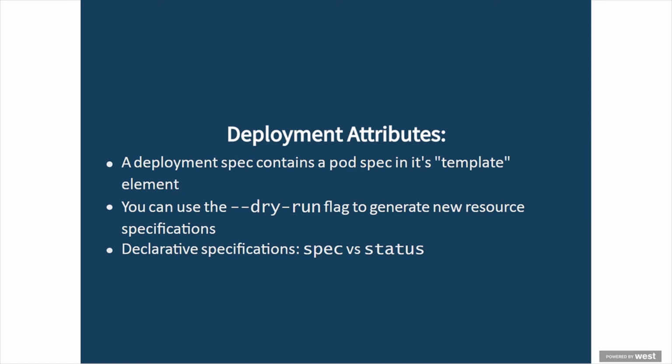Some other things to note from this section: you can use the dry run flag to generate new resource specifications without performing API operations directly. And Kubernetes uses a declarative style specification for comparing the spec and the status, allowing you to kind of set it and forget it, which hopefully makes a lot of your coding more simple because you can, to some extent, rely on services to be highly available.